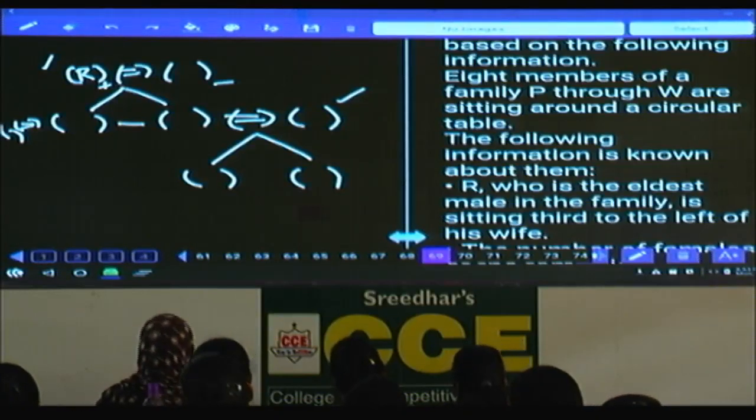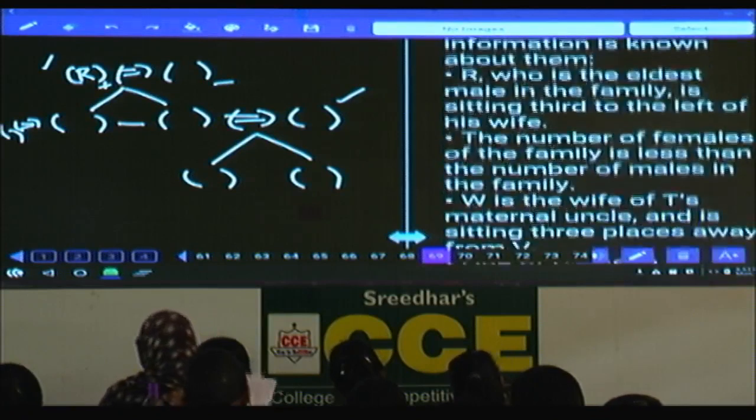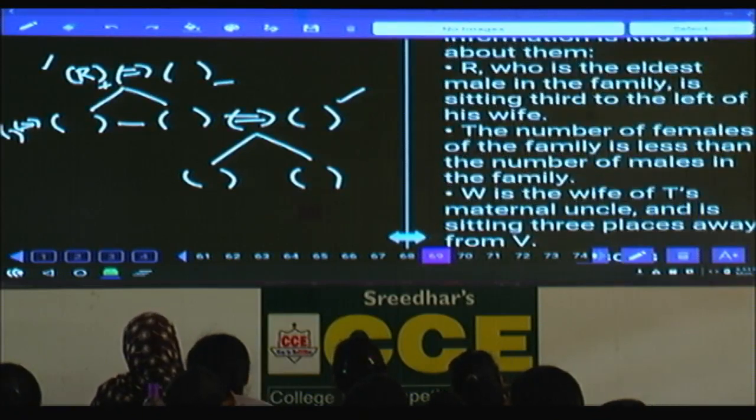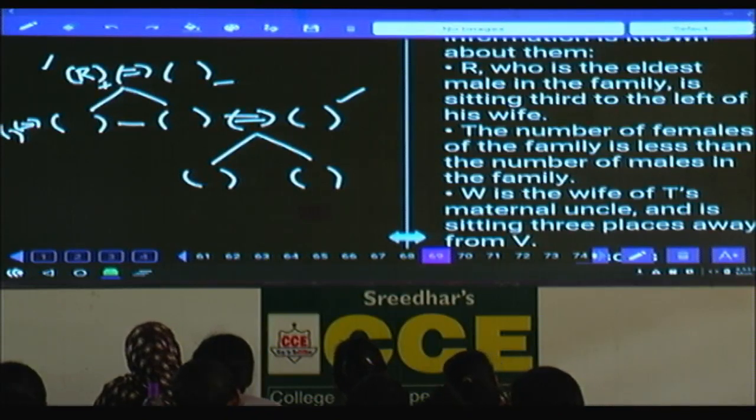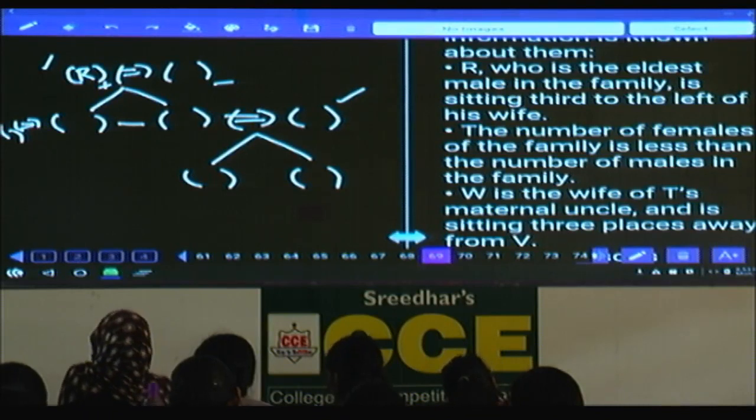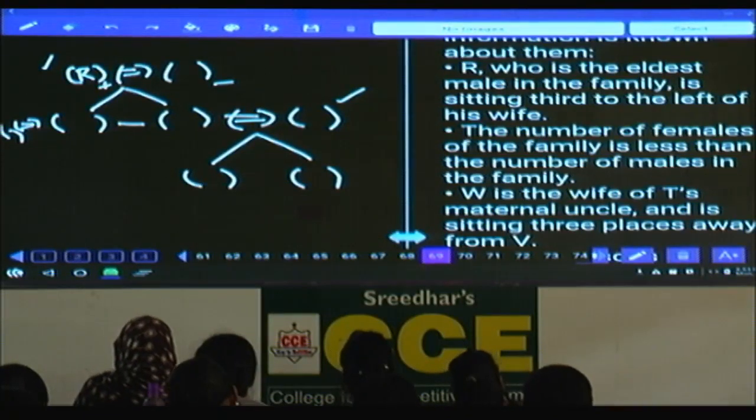R, the eldest in the family, is sitting third to the left of his wife. The number of males in the family is lesser than the number of females. Number of males in the family. Now in the first couple there is a female, second couple there is a female, third couple there is a female. How many males and how many females do we need to have?